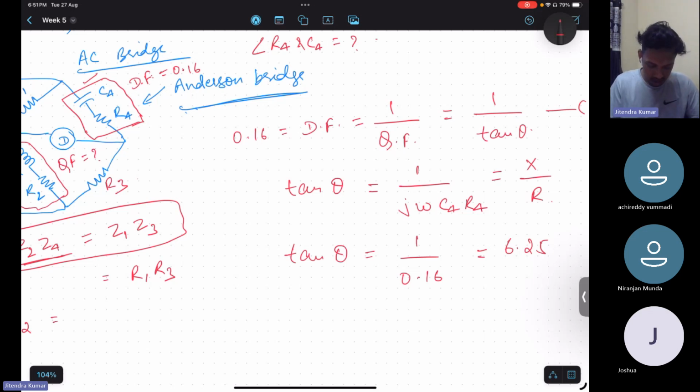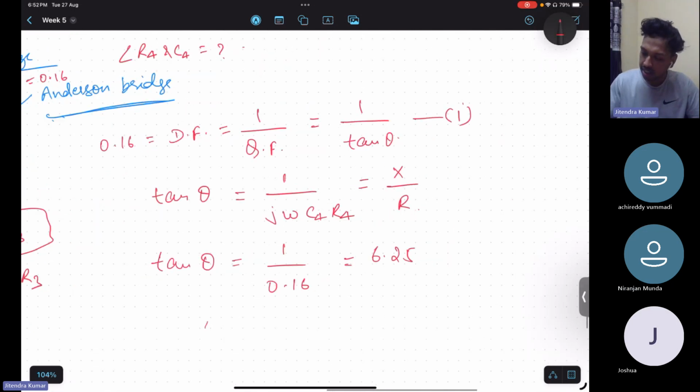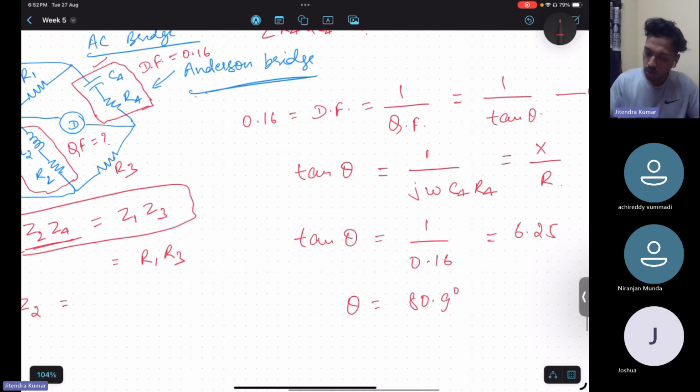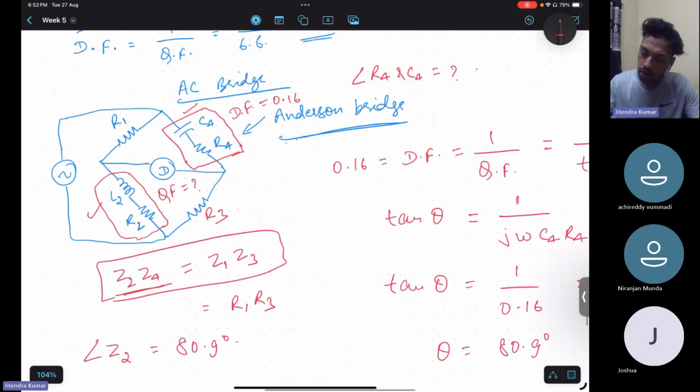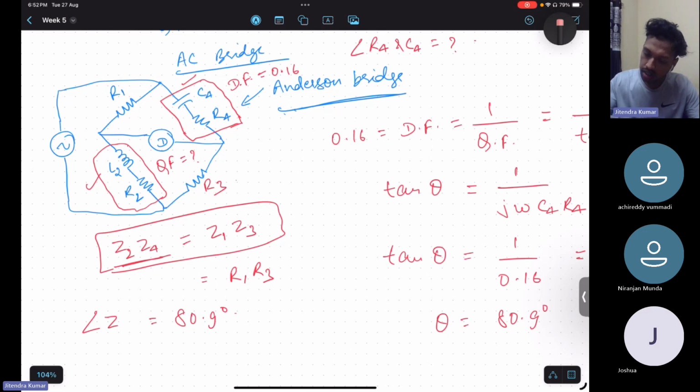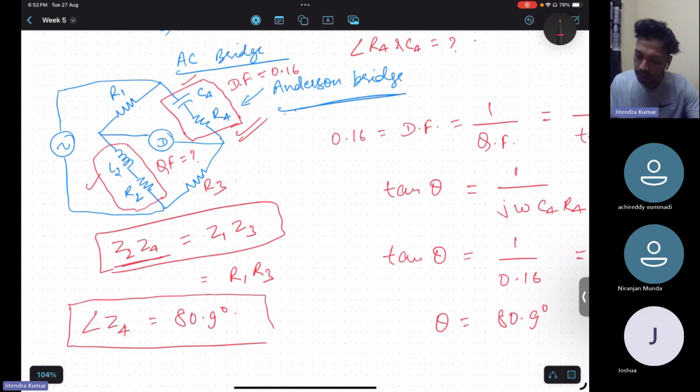What will we calculate? It comes to 80.9 exactly. So theta is nothing but 80.9 degrees. So we know the angle of Z4, not Z2, of this branch. Z4 is 80.9 degrees. If anyhow we calculate the angle of Z2, then we will be able to solve this problem.